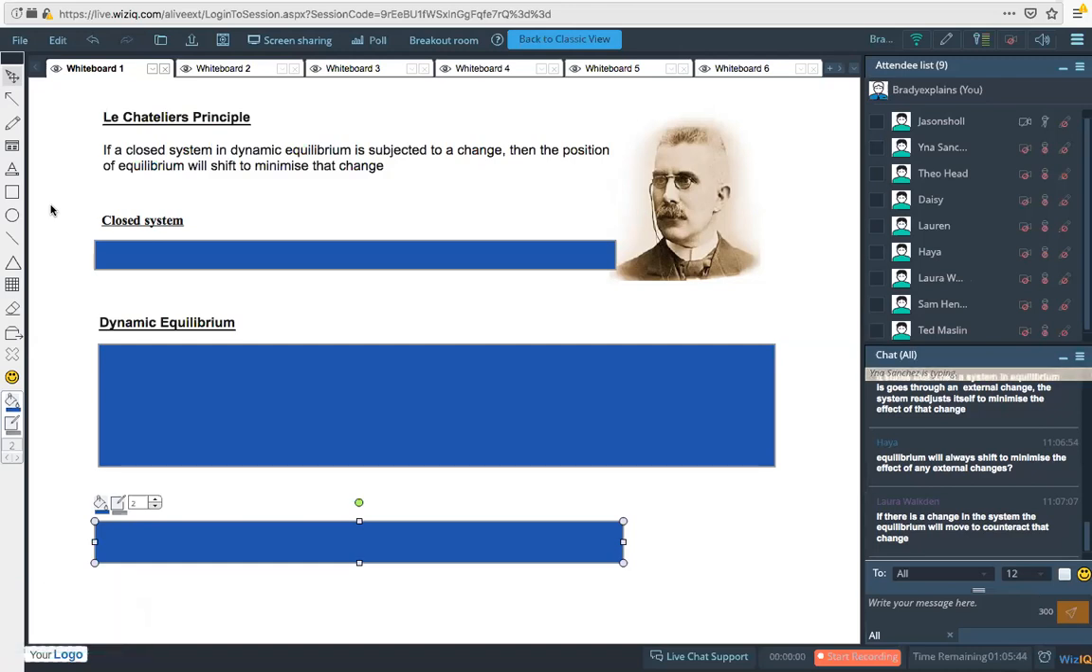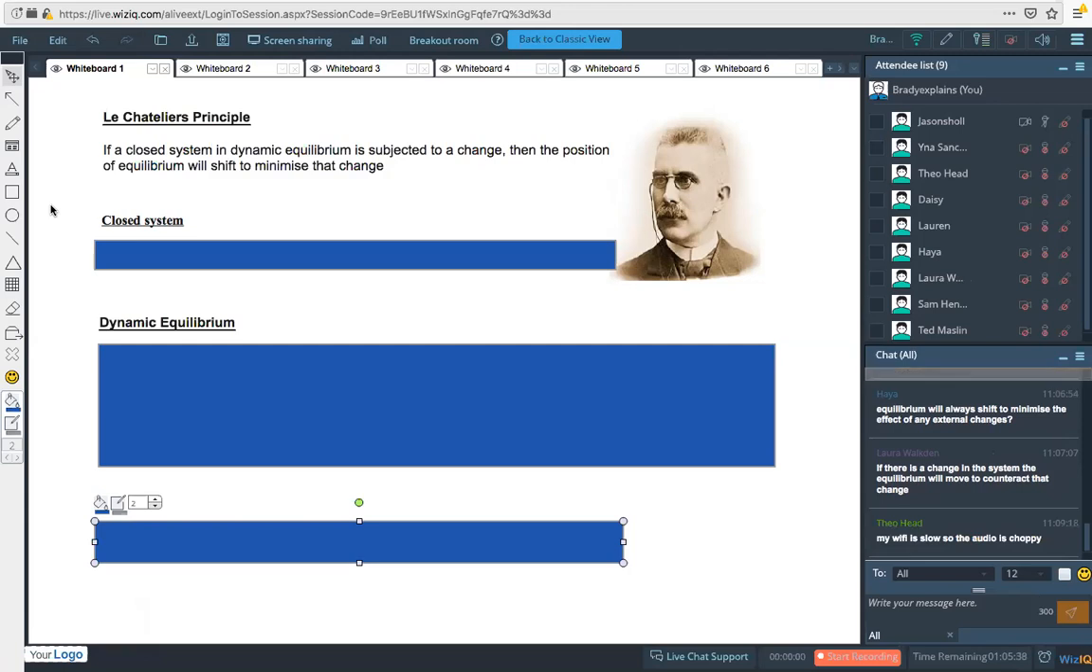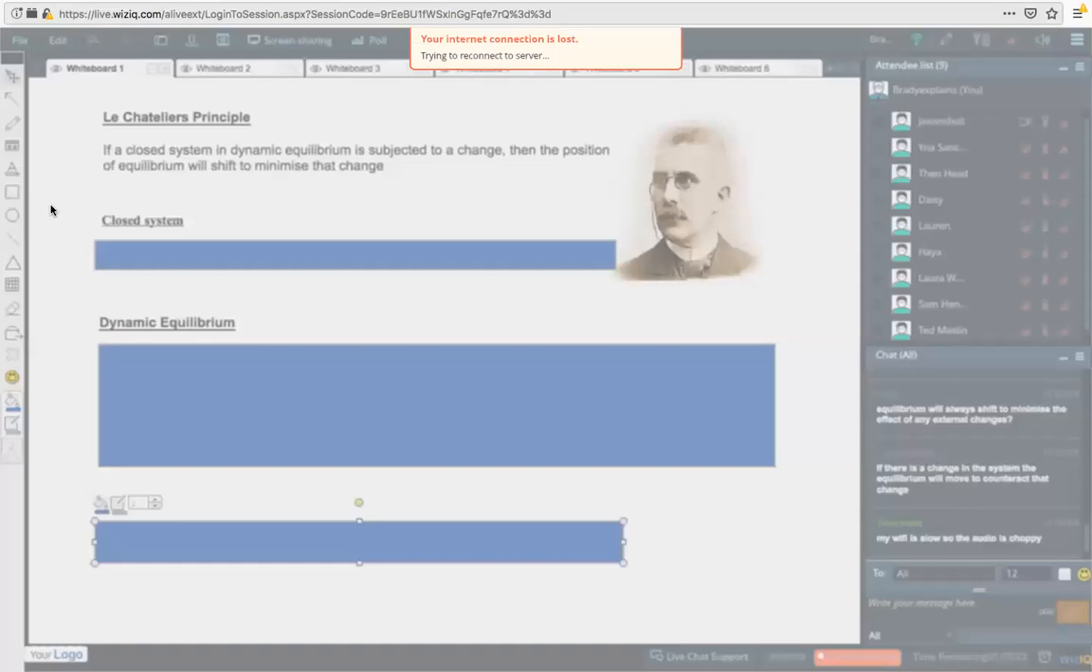Hello, Sam and Ted, nice to see you. We've just been talking about Le Chatelier's principle. At the moment, we're just typing in what a closed system is. Sorry, Thea, I'm not sure there's much I can do about that. I'll try and talk slowly, that might help a little bit.